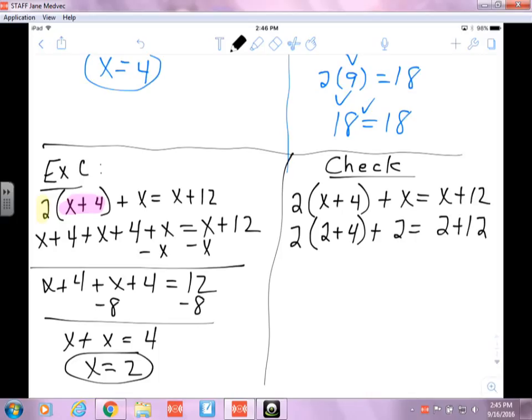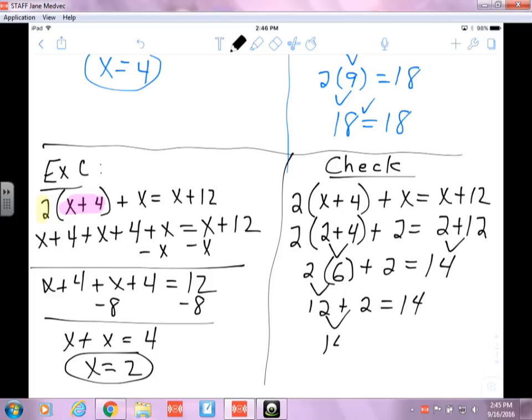Okay, now what do I do first? Yes? Add what's inside the parentheses. Excellent. Add what's in the parentheses, and I get 6. And I'm going to keep the parentheses. Okay, now what do I do? Multiply. Excellent. Multiply. I get 12 plus 2 equals 14. 14 equals 14, and it's a check.